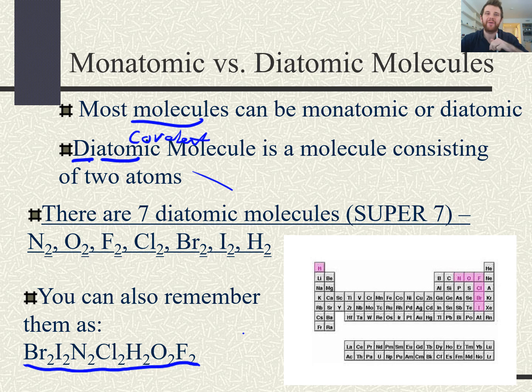Monatomic and diatomic molecules. So most molecules are either going to be monatomic or diatomic. Remember, molecules meaning covalent. The diatomic molecule is a molecule consisting of two atoms. Diatomic, di meaning two, atomic meaning atom. There are 7 diatomic molecules: nitrogen, oxygen, fluorine, chlorine, bromine, iodine, and hydrogen.